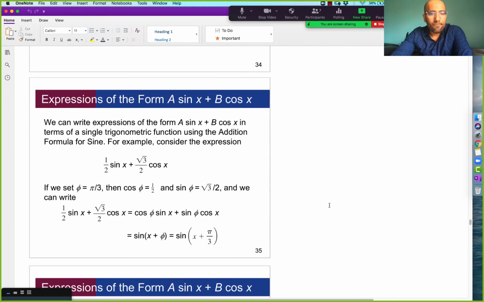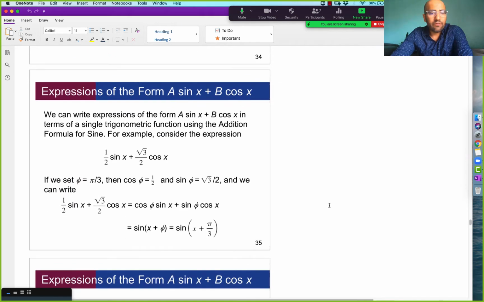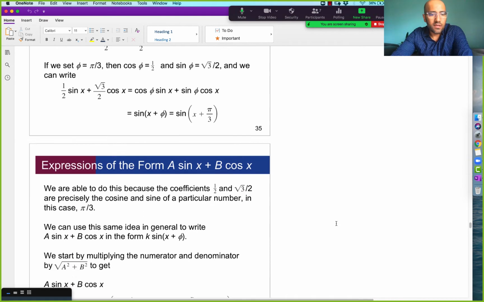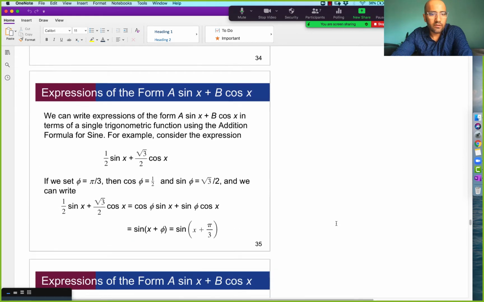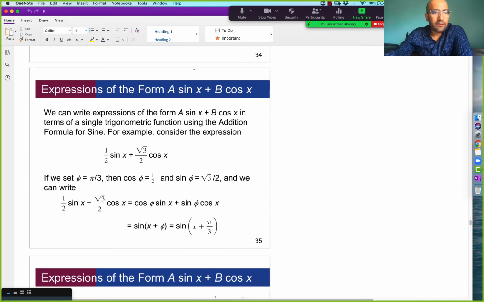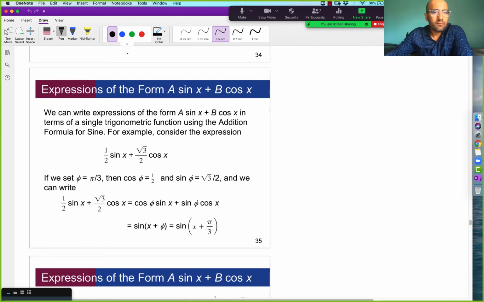Good. Okay, so expressions of the form a sine x plus b cosine x. This is basically taking advantage of our sum of two angles formula for sine. Let me write it down here. Remember our formula for sine of, say, angle theta plus angle phi.